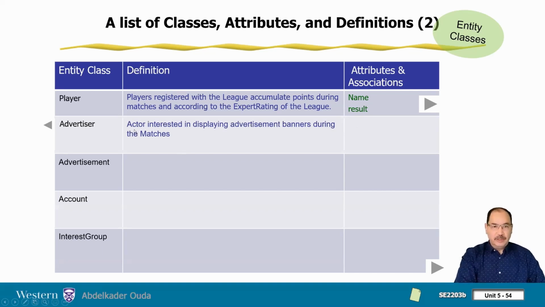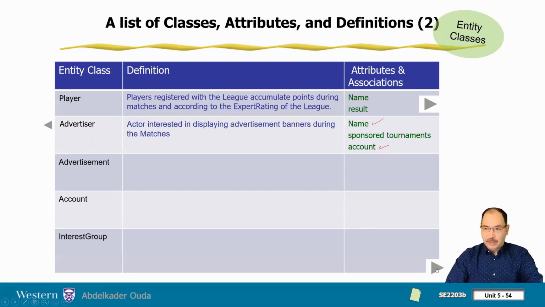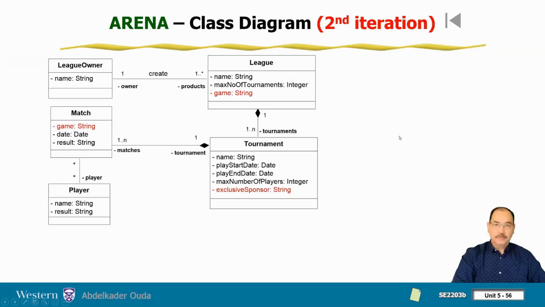Advertiser: an actor interested in displaying some advertisement banners during the matches. So we can say I need to store the name of the advertiser and which tournament it is going to sponsor, and also the advertiser needs to have an account. This is just my first impression when I say advertiser. Let us go ahead and add a new class to my diagram.